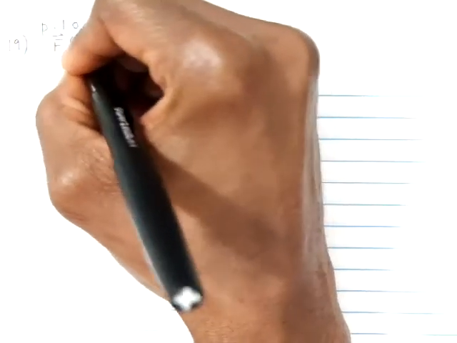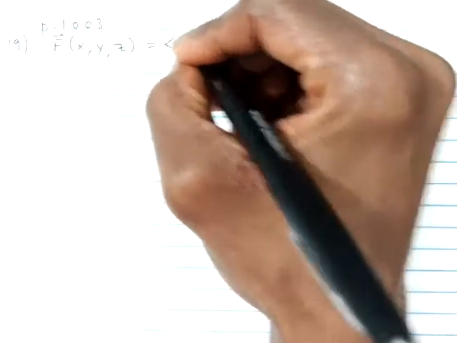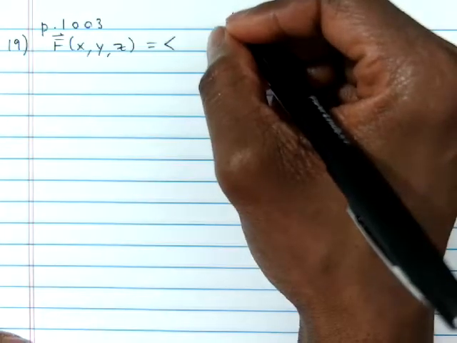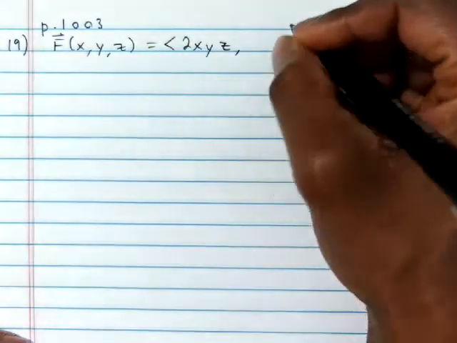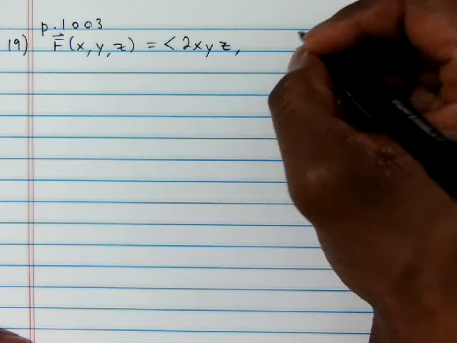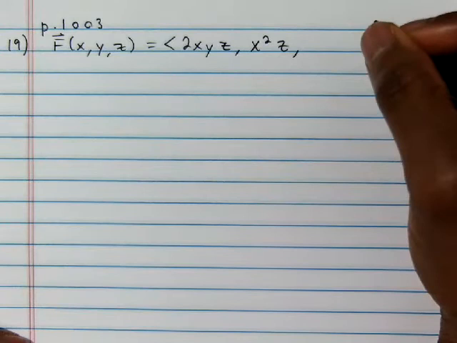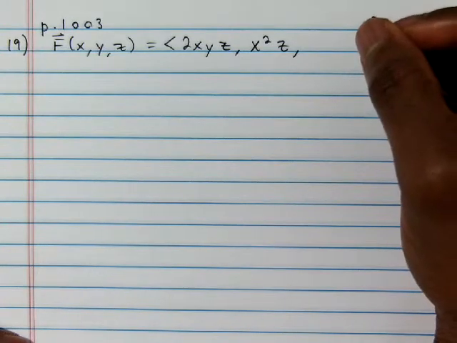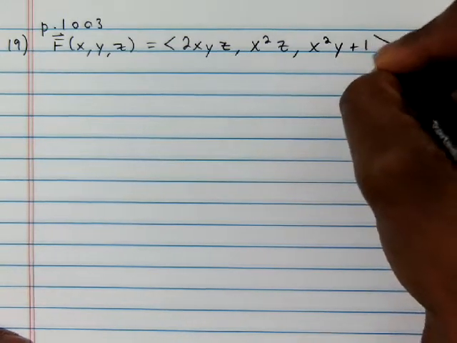the vector field F of x, y, z equals 2xyz, x squared z, and x squared y plus 1. So it's the same vector field we were just working with.